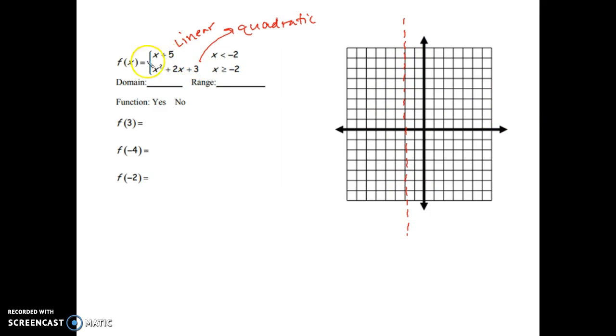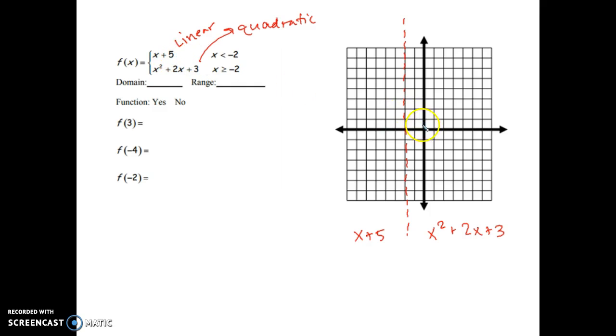So if I look at x plus 5, the linear, that's for all the x's that are less than -2. So less than -2 is going to be to the left. So on this side I'm going to have x plus 5. And that means on this side I have x squared plus 2x plus 3. So I'm going to start with graphing the x plus 5.